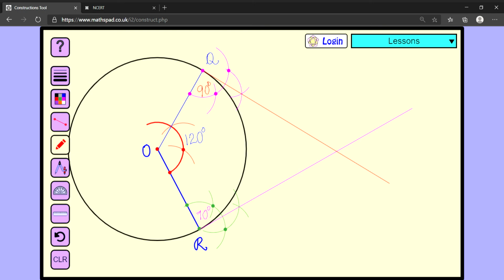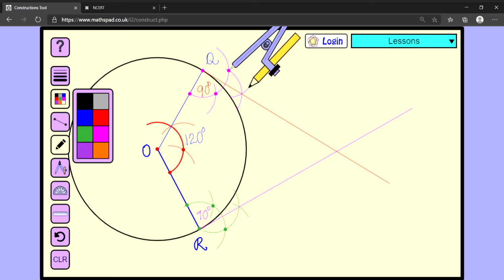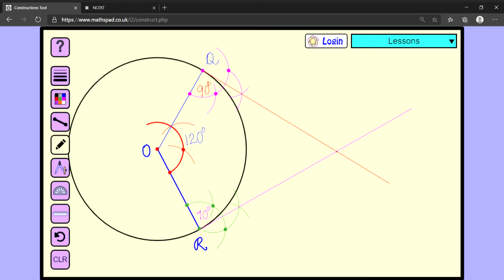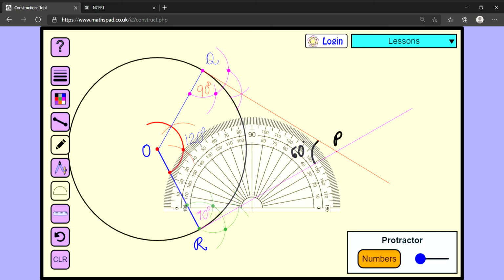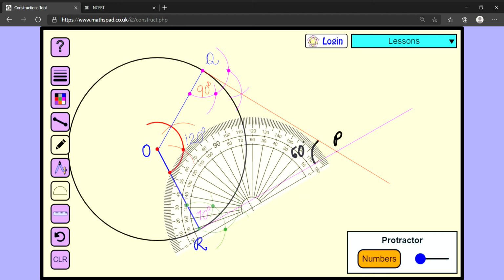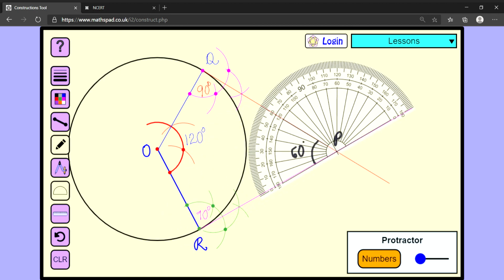The point of intersection for these two tangents will be the external point from which the tangents have been drawn. So the point of intersection here can be named as P, and the angle formed here will be 60 degrees. And you can verify with your protractor that the angle formed here is 60 degrees.